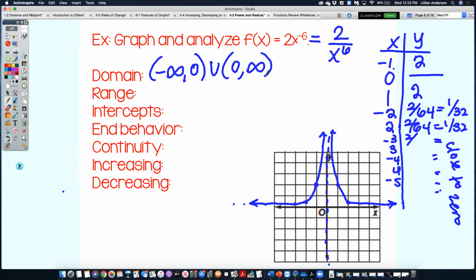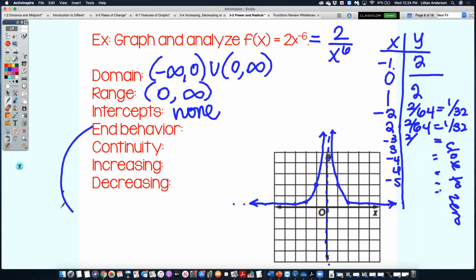My range, what's the lowest this graph goes? Is it included? No, because remember, we can see that those values, when we plug in the -2 or the +2 or the -3 and the +3, are going to get really, really close to 0, but never actually equaling 0. What's the highest it goes? Very good. Do I have any intercepts? No. Because it doesn't cross the y-axis because there's an asymptote there, and it doesn't cross the x-axis either because my points will never get there.